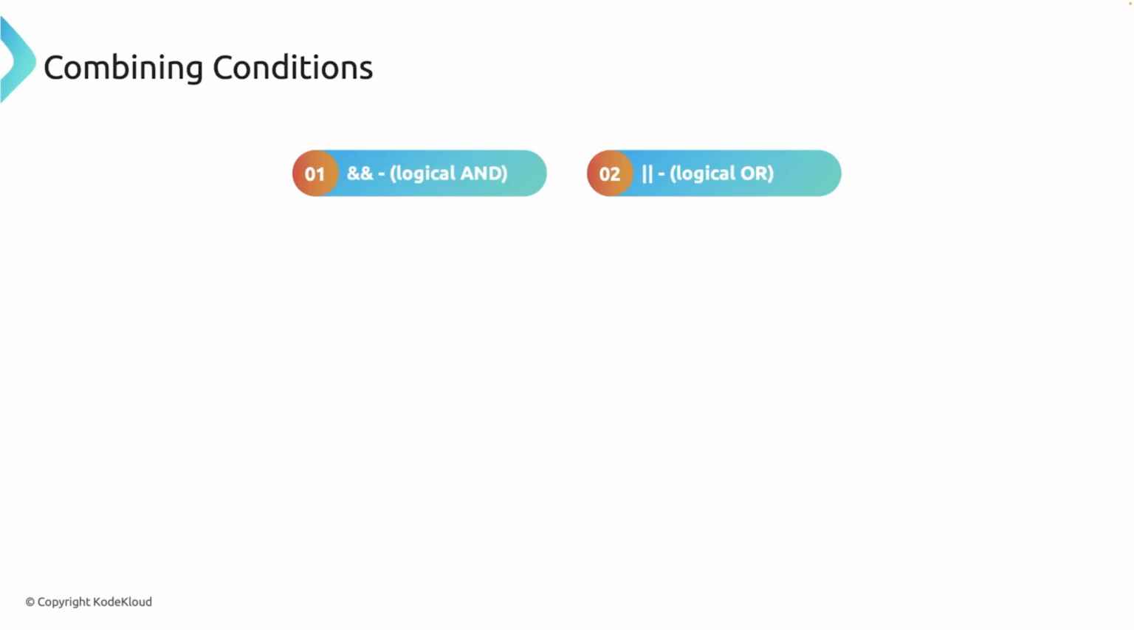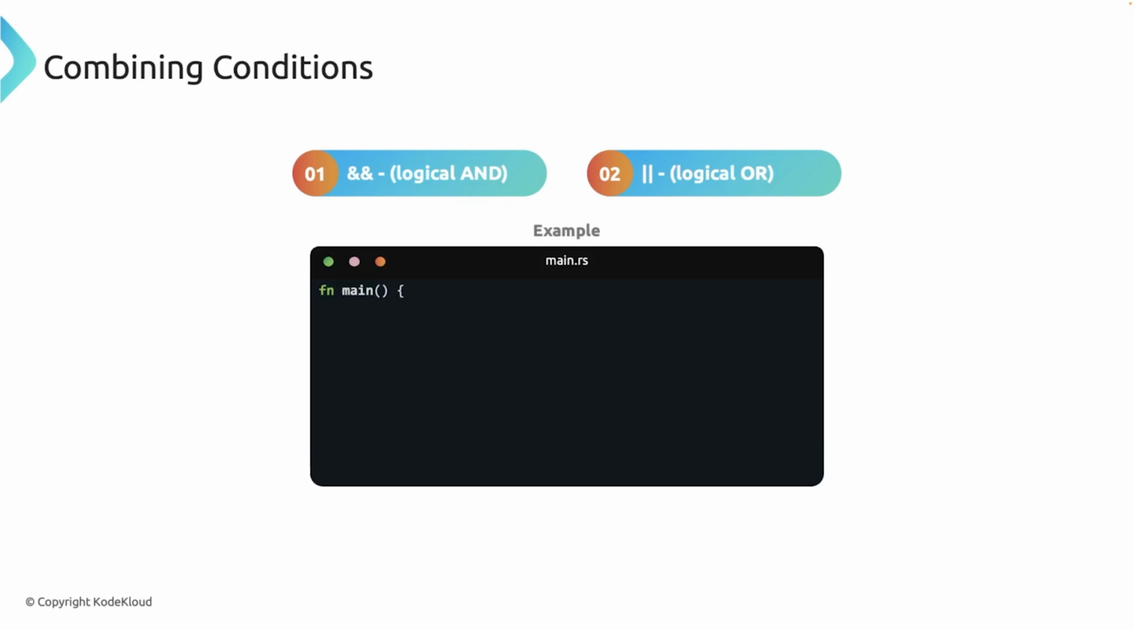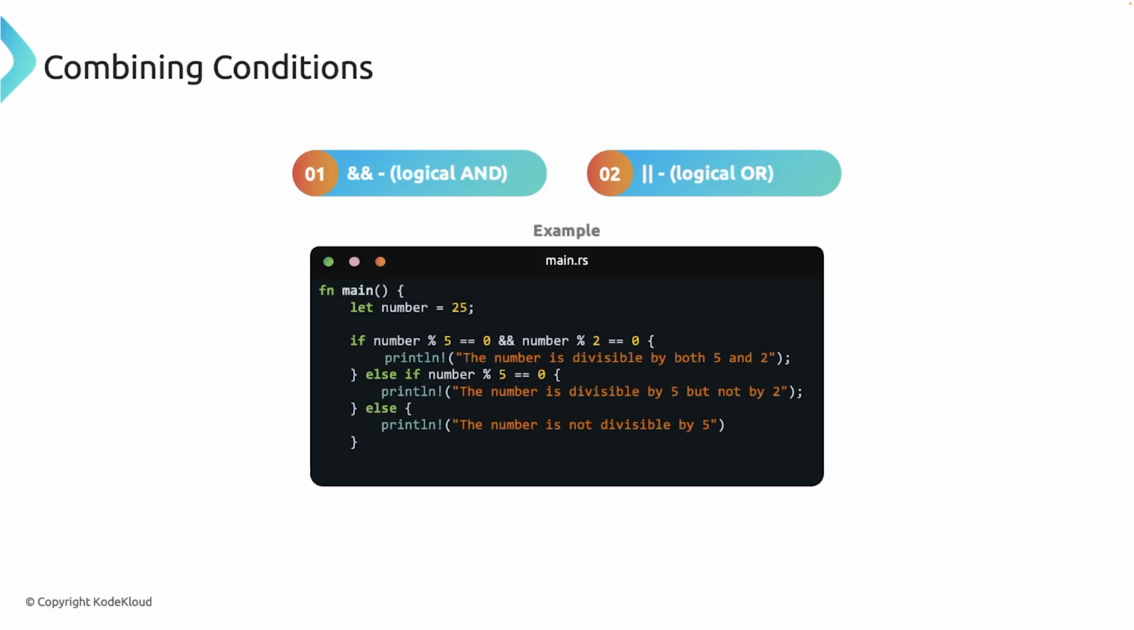Now you can combine multiple conditions using logical operators like logical AND or logical OR to create more complex conditional statements. For example, over here, you have a number variable which is initialized to 25.